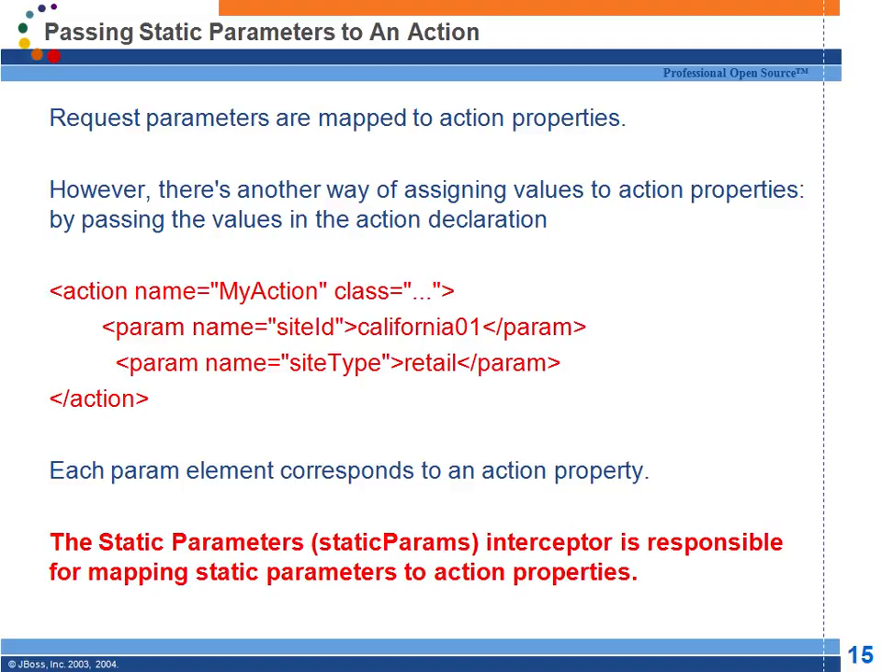Each param element corresponds to an action property. So how is this happening? There is an interceptor called the static params interceptor. It is responsible for mapping these static parameters to action properties. This is the interceptor behind mapping these static parameters to action properties. Just analyze it.